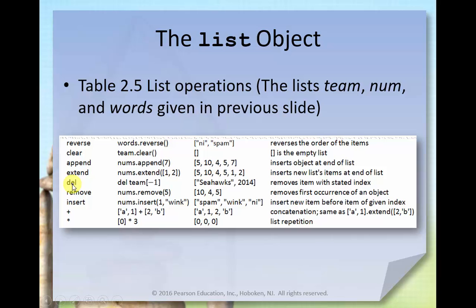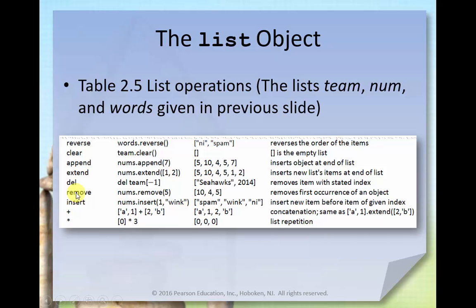We can delete an item from a list. Here's an example of using the negative modifier. Remember, when you use the negative, it means start at the right end and move to the left. So this would remove that third element that was out there. I think that was the name of the field, baseball field.